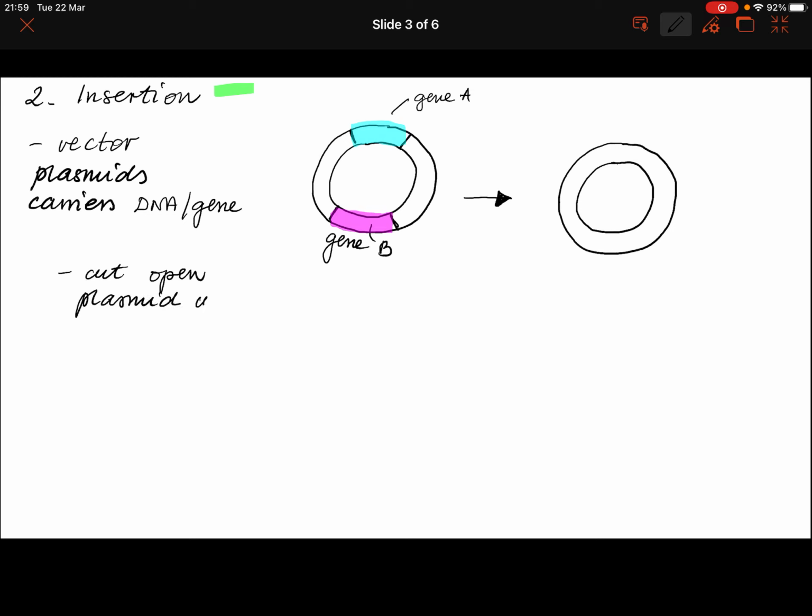So cut open the plasmid using the same restriction endonuclease. So I'm going to target gene B. I'm going to cut at gene B. So at the same sequence, so it's complementary.